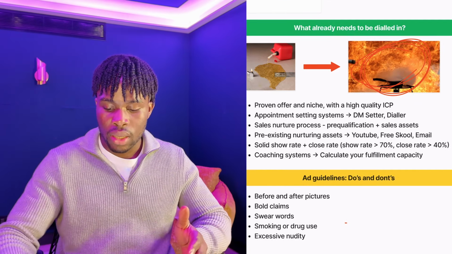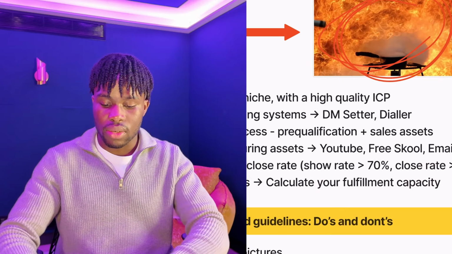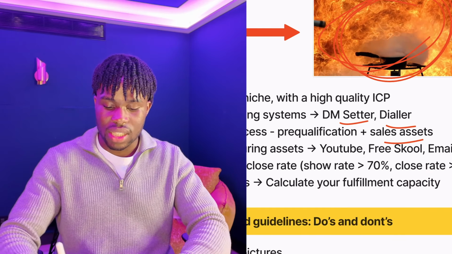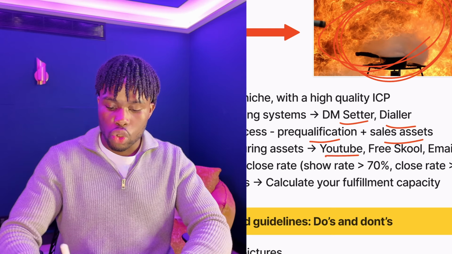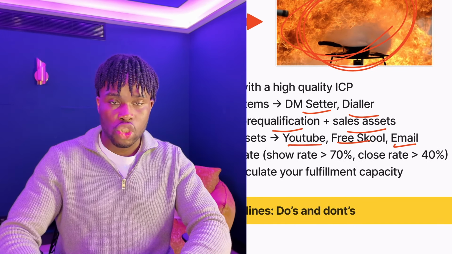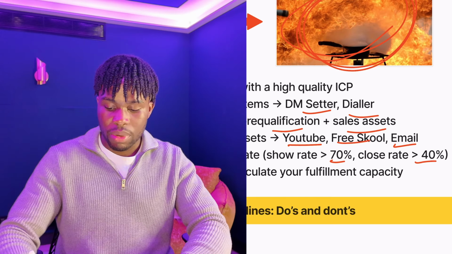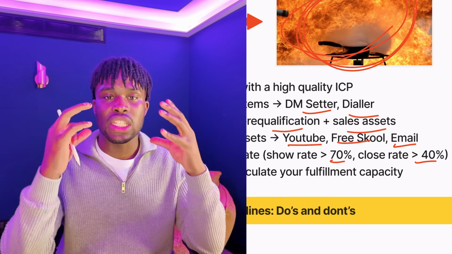So you can see here all the things that I told you that you should have dialed in. DM setter, dialer, you should have sales assets, pre-qualification stuff. You have YouTube, free school, email. You should have a show rate above 70% and you should have a close rate above 40%, especially if you're the face of the business.